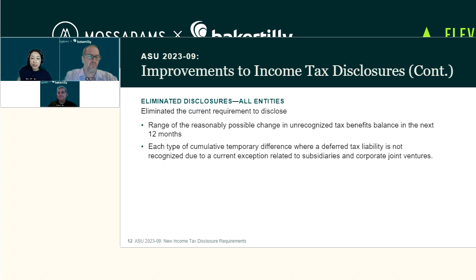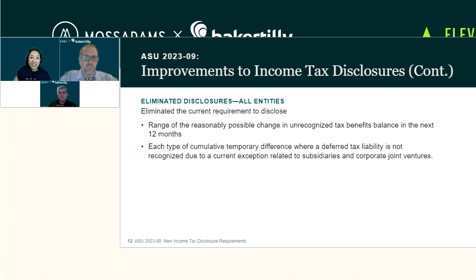The standard also removed a couple of disclosure requirements. The first one is the range of change in unrecognized tax benefits in the next 12 months. It seems like this information didn't give a whole lot of useful information. So if you historically had a line item in that footnote saying, we don't expect this item to change in the next 12 months, probably this is the time to remove that.